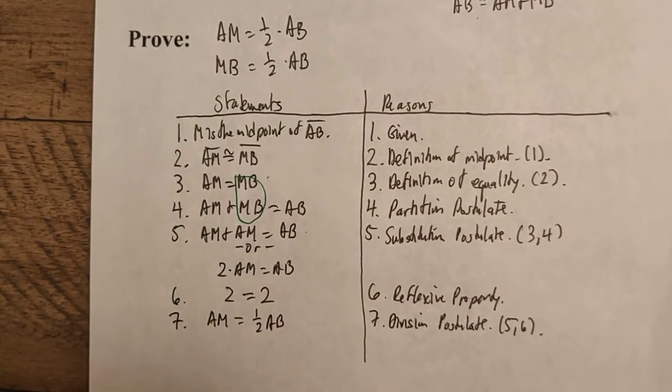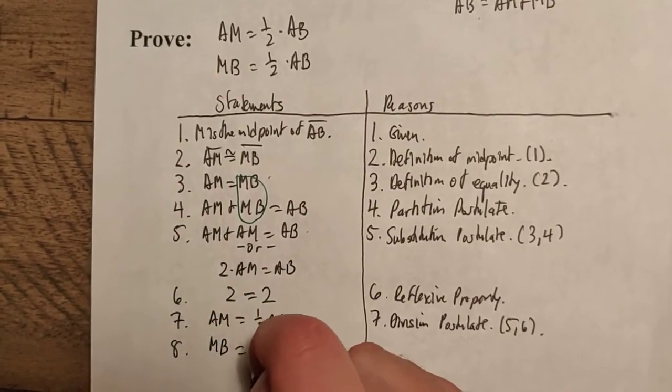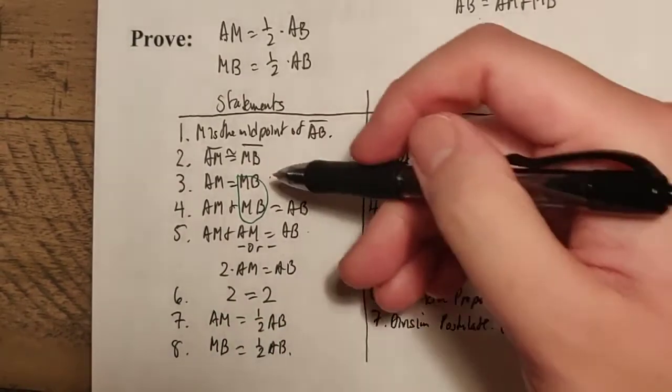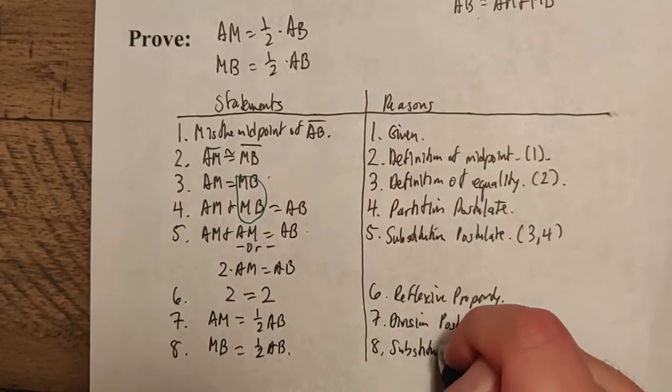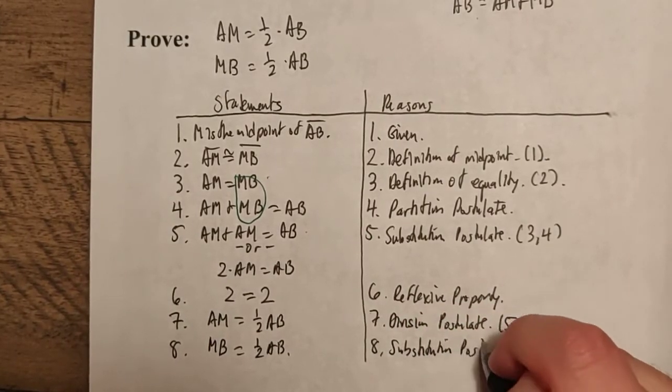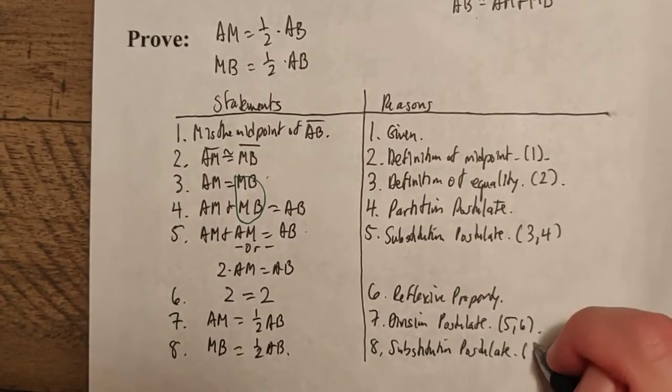But that's actually not so bad, because notice that, again, we've established the fact that AM is equal to MB here. So now we can swap that out. We can say MB is 1/2 of AB here. All we're doing is a substitution from there. This is going to be our substitution postulate. And notice that we're substituting 3 into 7 this time.